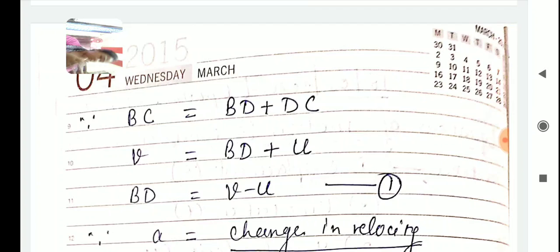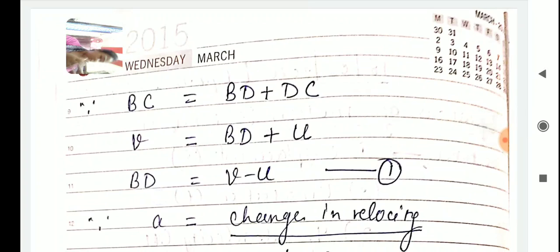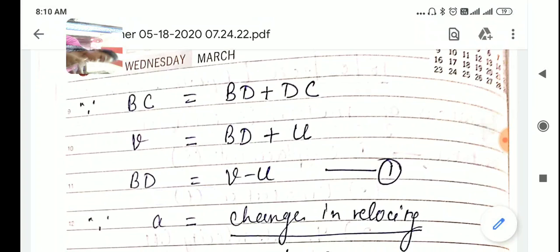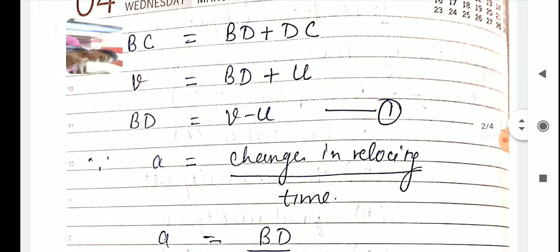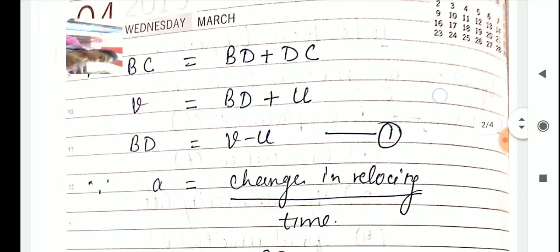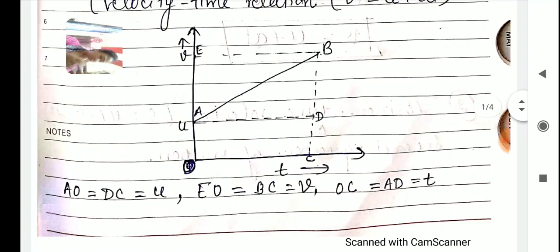So how will we write down the equation now? Now we will separate the value BD from the equation. So BD equals to V minus U. Now the next thing we will do is calculate the value of the BD. As by the definition of acceleration, you already know that acceleration equals to change in velocity upon time. So how will we get the value of the change in velocity?